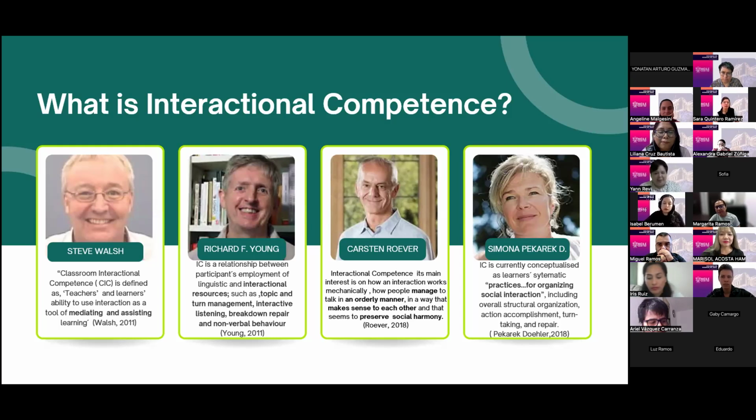Steve Walsh, Richard F. Jones, Carsten Roever, and Simona Pekarek, when they describe what interactional competence is, I would like you to please check the important keywords they use in their definitions. For example, Steve Walsh defines interactional competence, specifically in the classroom, as very important because it is a tool for us as teachers to mediate or assist learning.